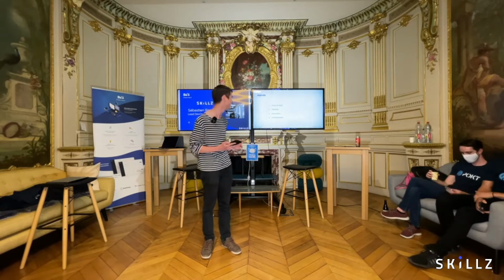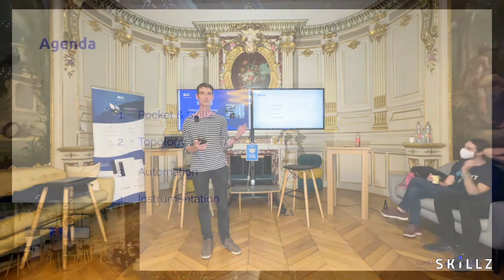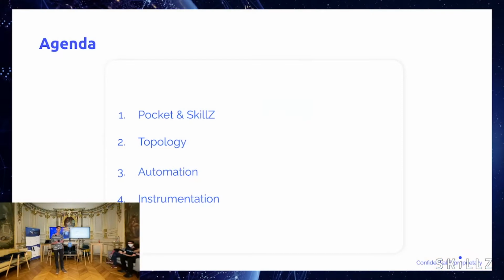So yeah, just a brief overview of the agenda. It's going to be a bit more technical than the previous talks. And if you want to leave, feel free to do so. I'm going to talk a bit about Pocket and SkillZ, then about topology, which is a problem that emerges when you start having a lot of validators. Then I will talk a bit about automation and finish with instrumentation, like monitoring and this kind of stuff.